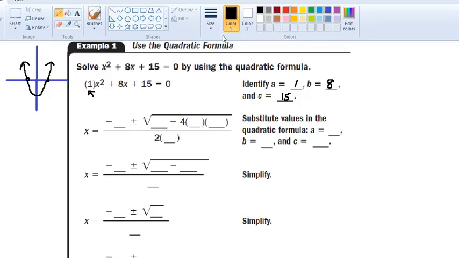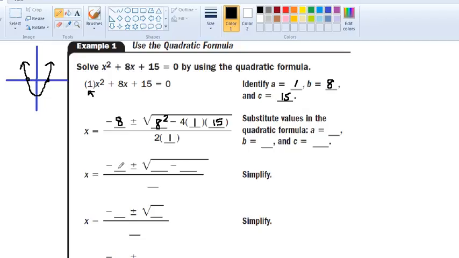So here's how our formula goes, and you'll want to fill these in. It says the opposite of B, which in this case is negative 8, plus or minus the square root of B squared, which is 8 squared, minus 4 times A, which is 1, times C, which is 15, all over 2A, and A is 1. So again, what we're doing is substituting for the A's and the B's and the C's.